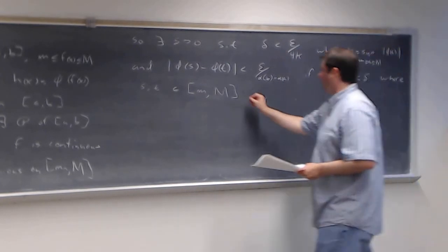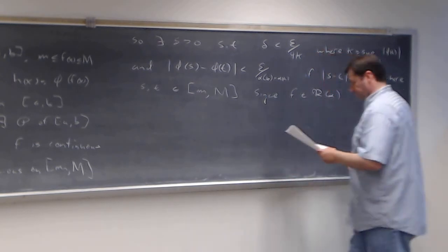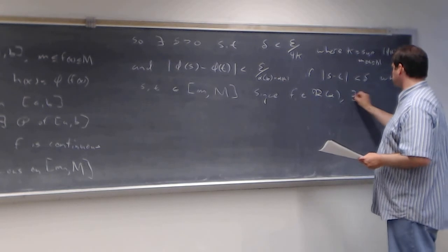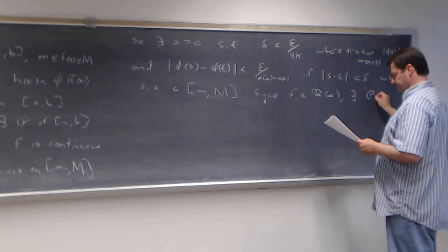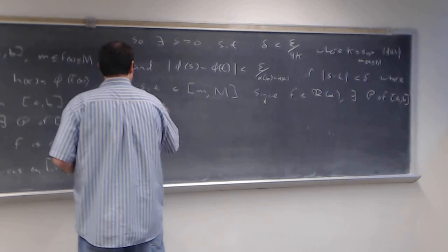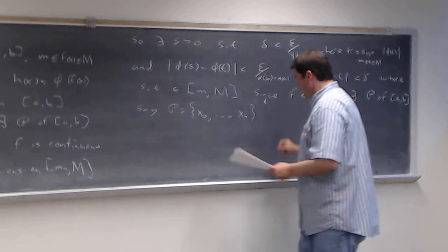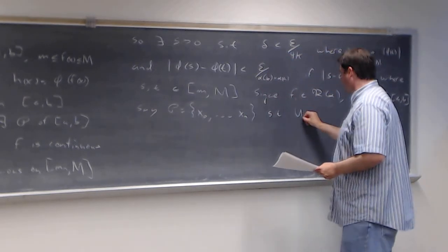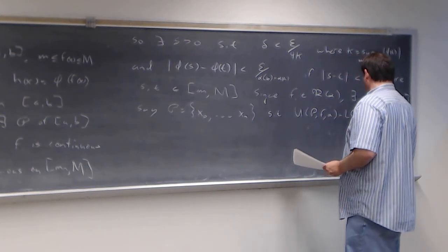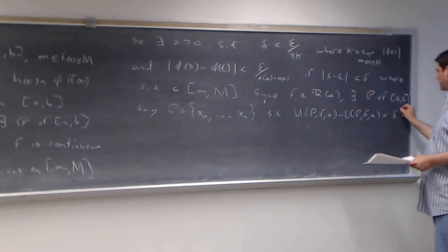Okay? Now, since f is Riemann-Stieltjes integrable, there exists a partition P of a to b, and we'll give it a name, say script P is equal to x naught all the way up to x n, such that the upper sum with P, f, and alpha minus the lower sum with P, f, and alpha will be less than any positive number that I want, and the positive number I'm going to pick is delta squared.